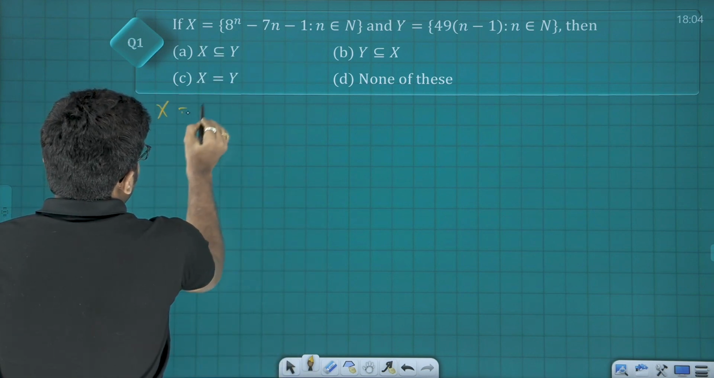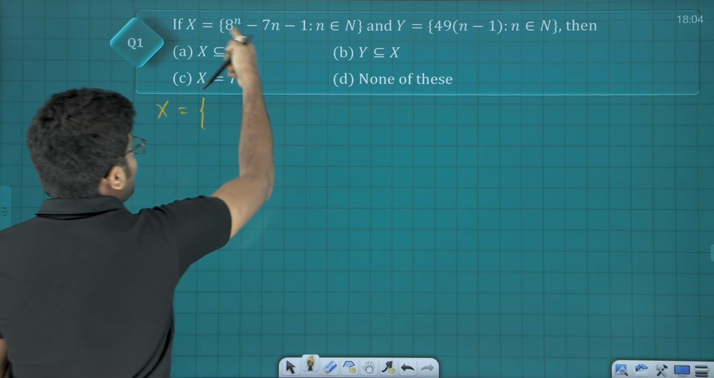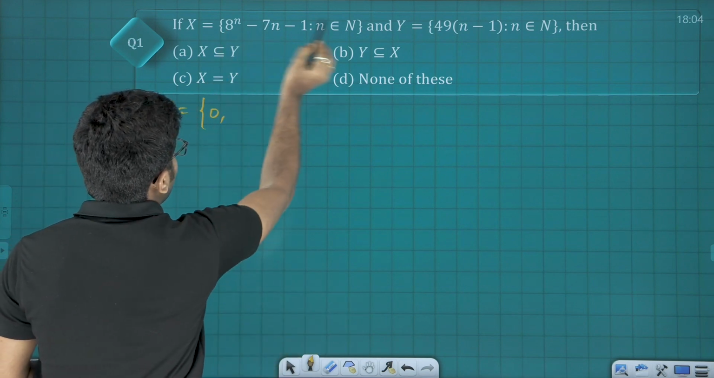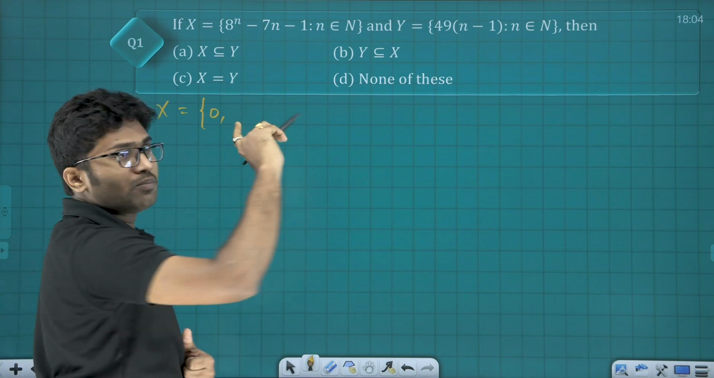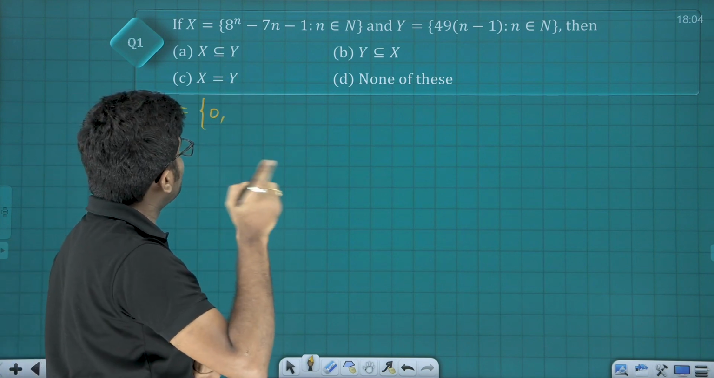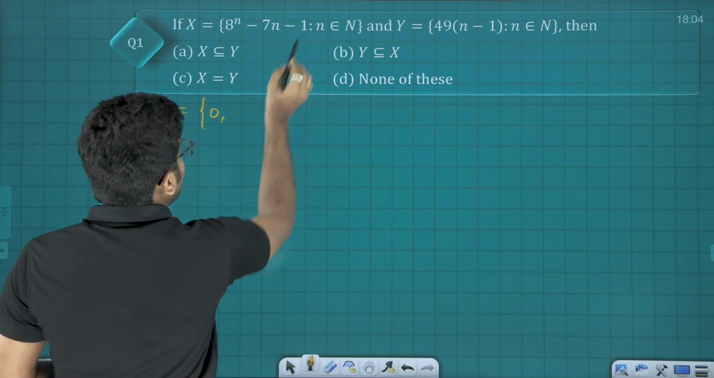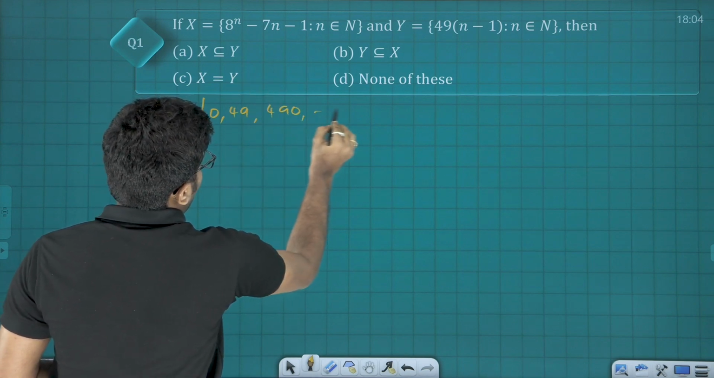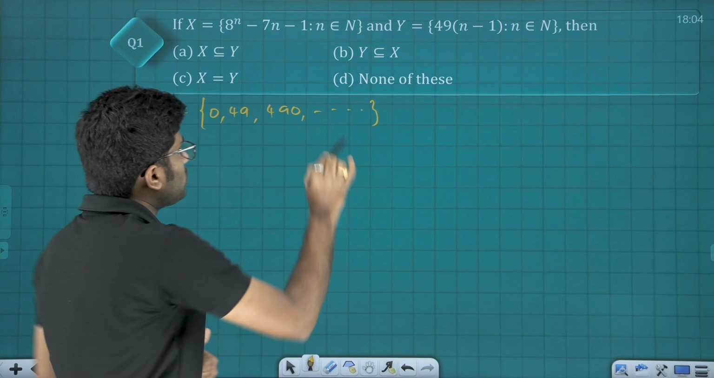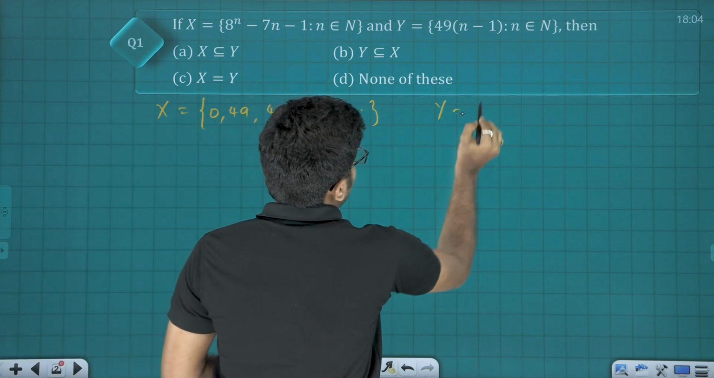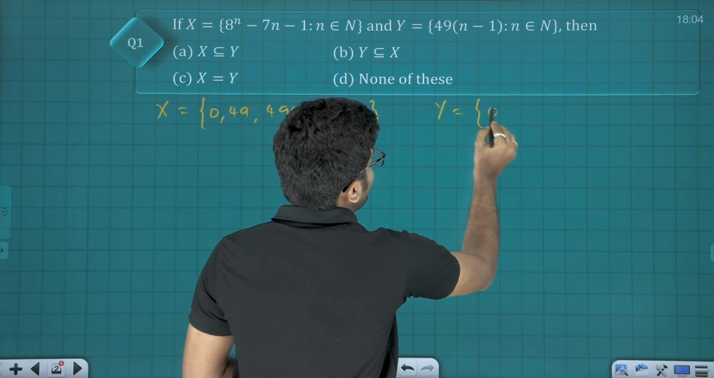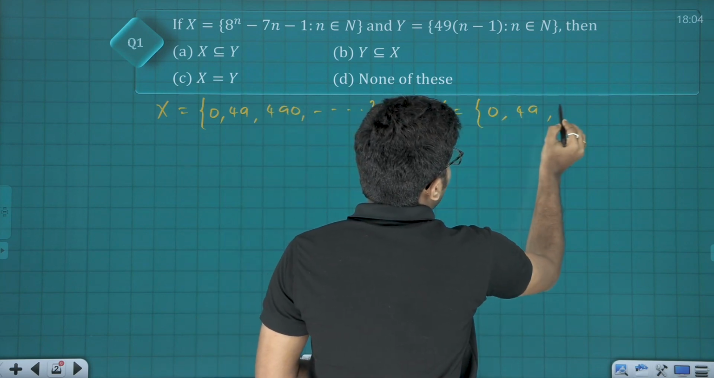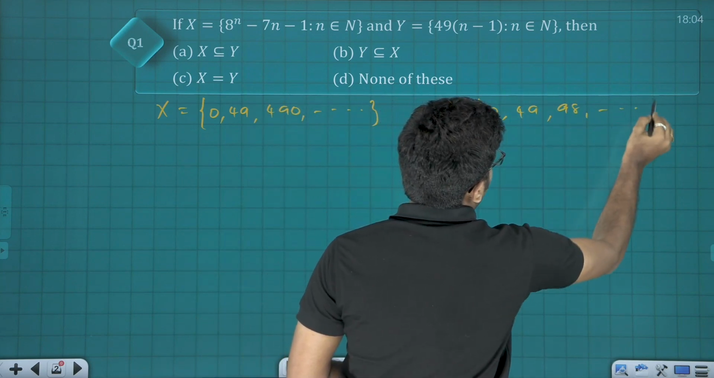Taking set x, when n is 1, friends, 8 power 1, 8 minus 7 minus 1, which is 0. When n is 2, 8 square is 64, minus 7 times 2 is 14, minus 1, 64 minus 15, which is 49. When n is 3, 490 and so on. Coming to set y, when n is 1, 49 times 0. When n is 2, 49 times 1. When n is 3, 49 times 2 and so on.